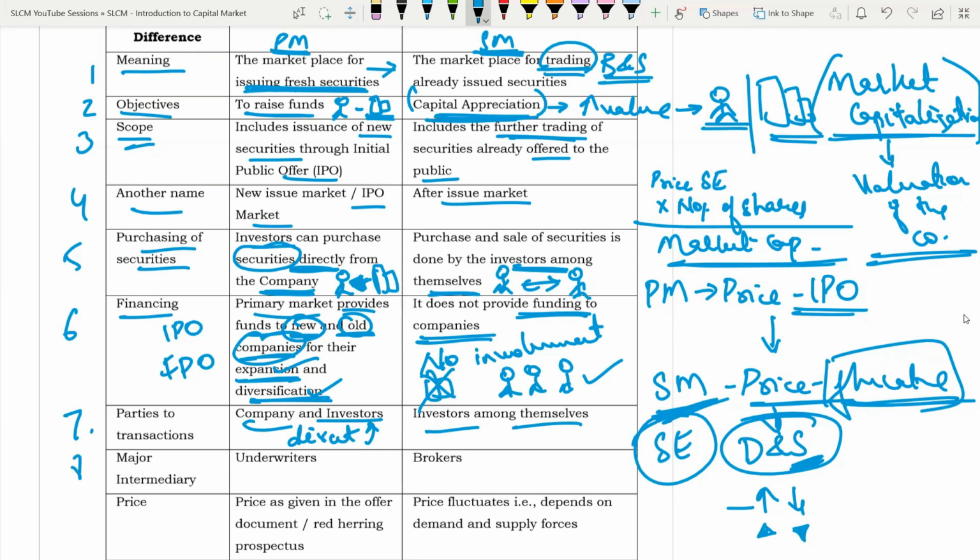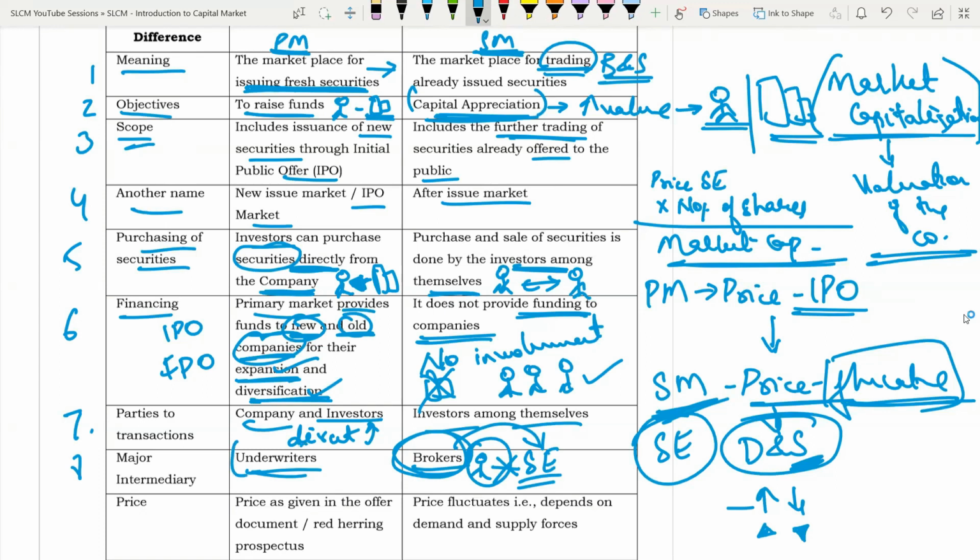The intermediary in the primary market is the underwriter and the intermediary in the secondary market is the stockbroker, or brokers in general. Why? Because the investors cannot directly access the stock exchange. They need these brokers. Only if they are a customer of a broker, they will tell the broker what they want to buy, what they want to sell, how much they want to buy, how much they want to sell. And these brokers are going to undertake those transactions on the stock exchange on behalf of these investors. So the intermediary in the secondary market is the broker.